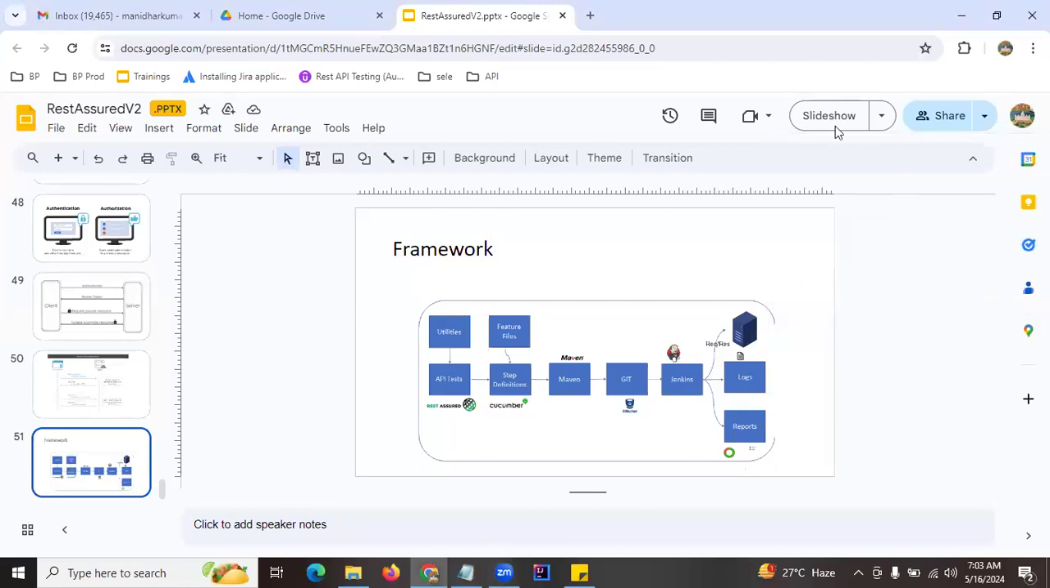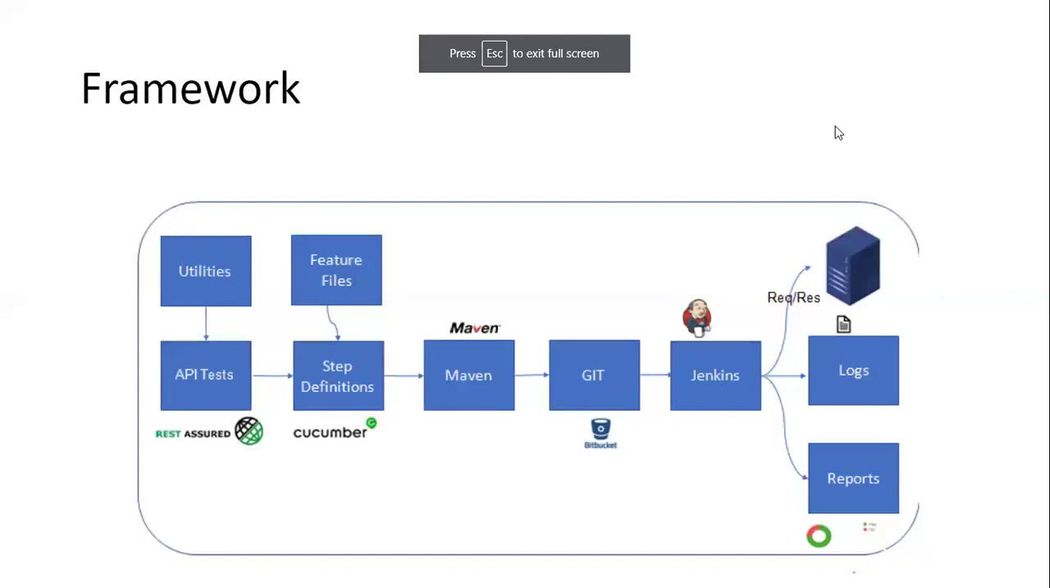So I understand that this is the feature file, and to implement this feature file, we have the step definition file where you provide your implementation. Then the API tests are there, where you are doing assertions and sending payloads, and that is supported by utilities. Here Maven and Git are there. This is the repository where you push your code. Jenkins is the CI/CD tool where you configure and get the reports and logs.